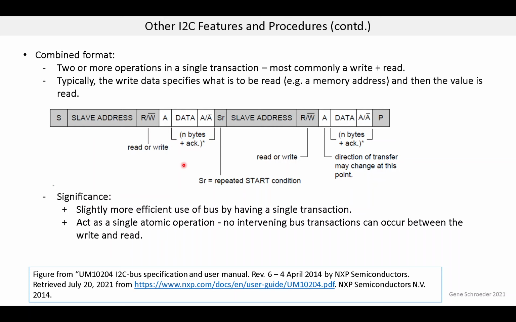Now, the significance of this feature is its slightly more efficient use of the bus by having just a single transaction. But perhaps the most significant thing is it acts as a single atomic operation. No intervening bus transactions can occur between these two operations. And we'll look at that in one of the prompts at the end of the lesson.